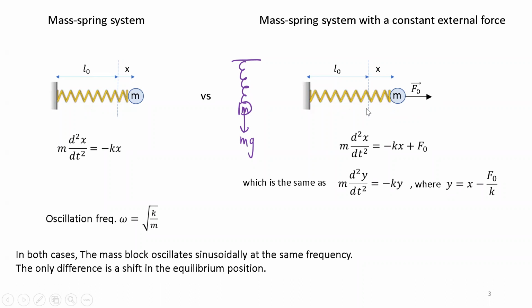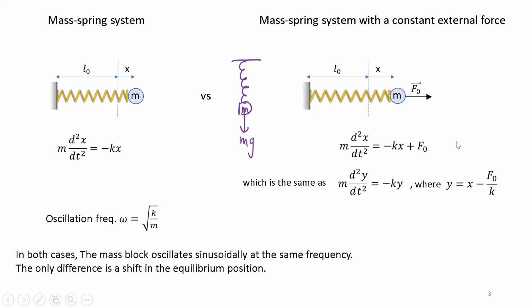Even though my equation of motion looks different, with this F0 term, if you do a variable change, you find that this equation can be written like this. With this variable change, you realize that the form of this equation is still exactly the same as the form of this equation over here. That's why the oscillation frequency is still exactly the same.